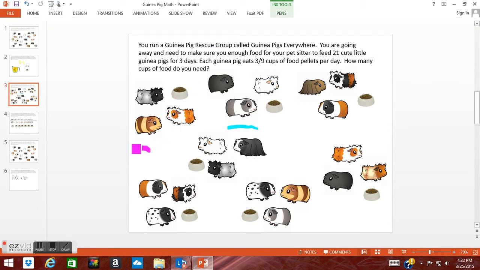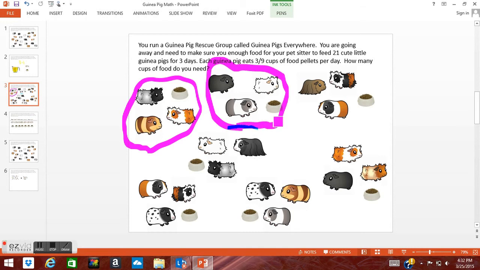So, let's see how many cups of food we have. That's one group, so 1 cup of food. 2, 3 cups.